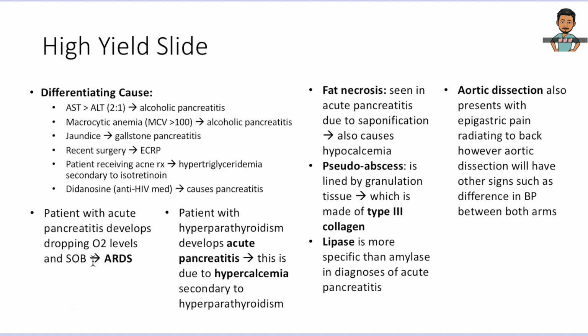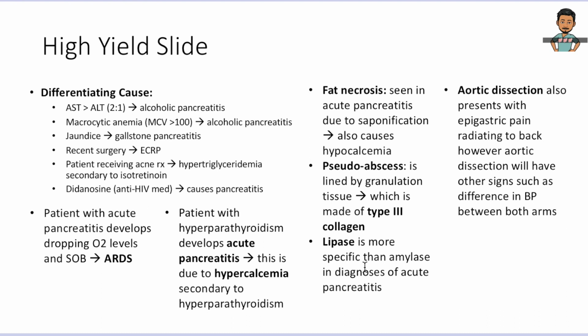So on the bottom, I mentioned a patient with acute pancreatitis develops dropping O2 levels. You got to think of ARDS. A patient with hyperparathyroidism develops acute pancreatitis. The cause is most likely to be hypercalcemia. Remember, hypercalcemia and hypertriglyceridemia are some of the causes other than gallstones and alcohol that you should remember. Fat necrosis causes saponification, causes hypocalcemia, which causes tetany. That's high yield. Pseudocyst is lined by granulation tissue, which is made of type 3 collagen.